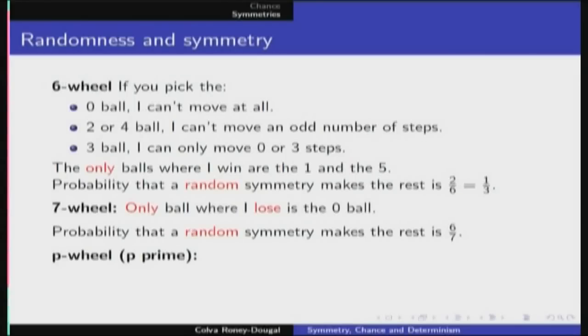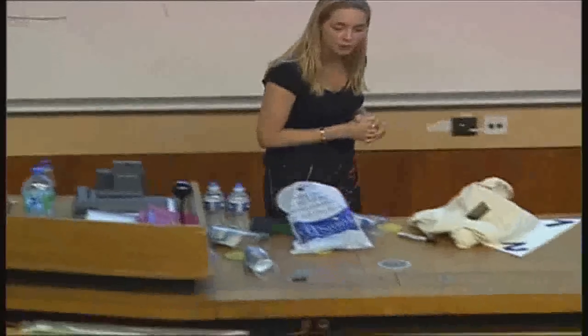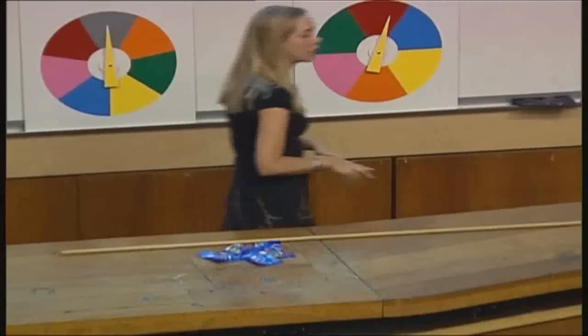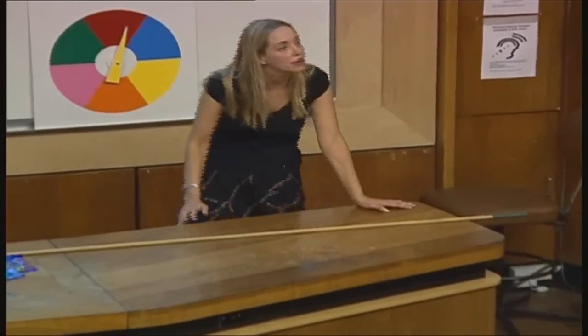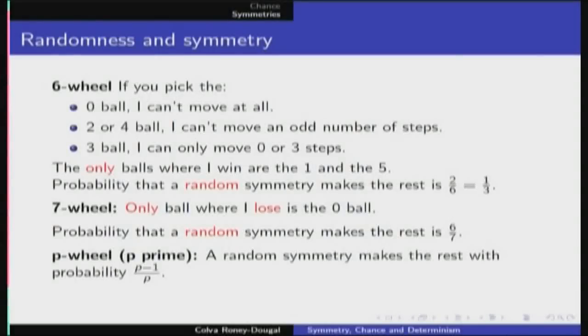If I pick a wheel with a prime number of elements, so that's a number like 7 that's only divisible by itself and 1, then a random symmetry makes the rest as long as you don't pick the do-nothing symmetry. If you pick any other symmetry, you're going to be able to make the rest. Well, that means, for example, if I were feeling exceptionally churlish with my Haribo, that if I picked, say, a 101 wheel, then I would have 100 chances out of 101 of winning, and I would expect to win almost all the time.